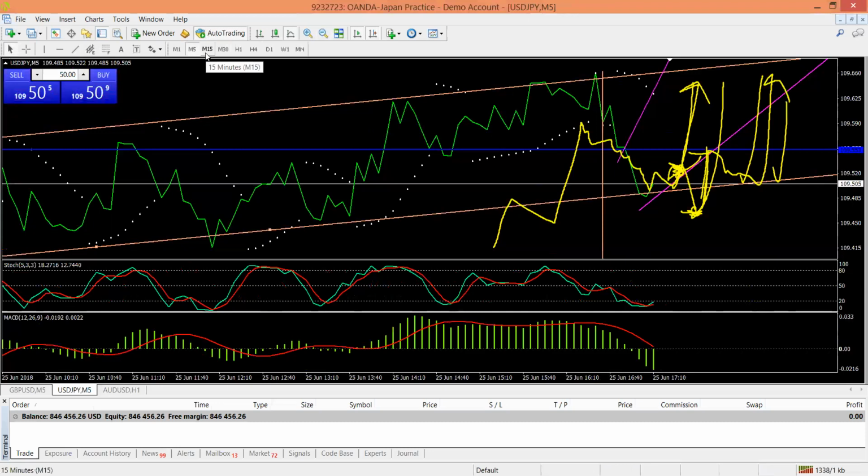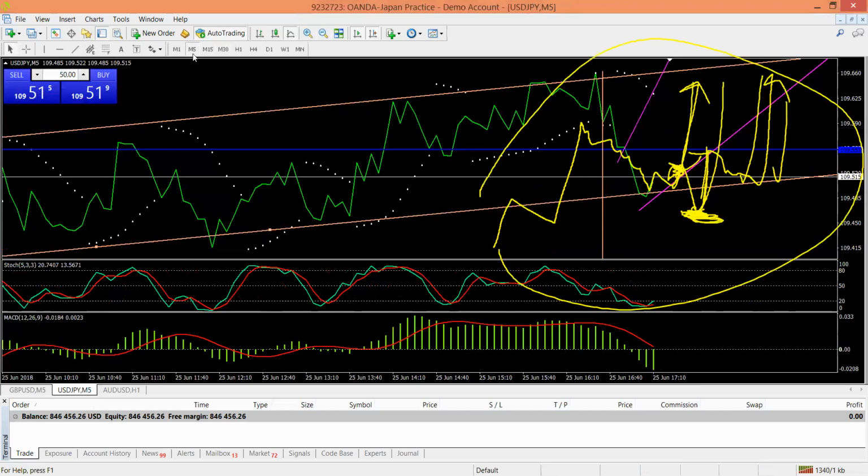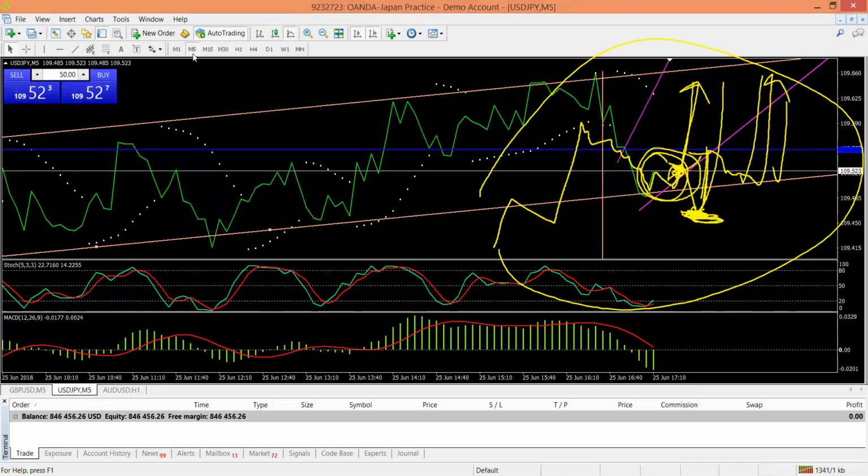The best entry would have been somewhere maybe here. So what I'm saying is the whole thing is a 4-hour bias. Then when I'm playing here, it might be on a 1 minute only.